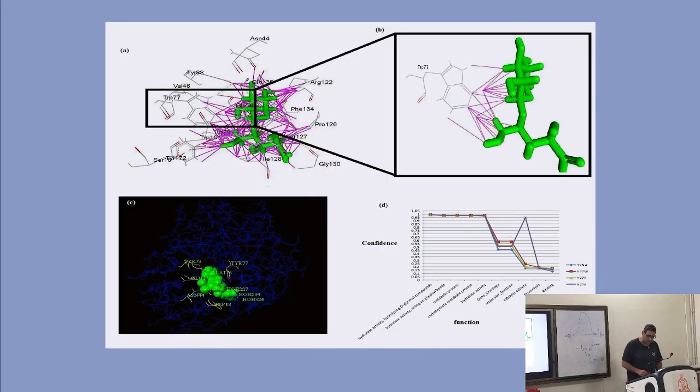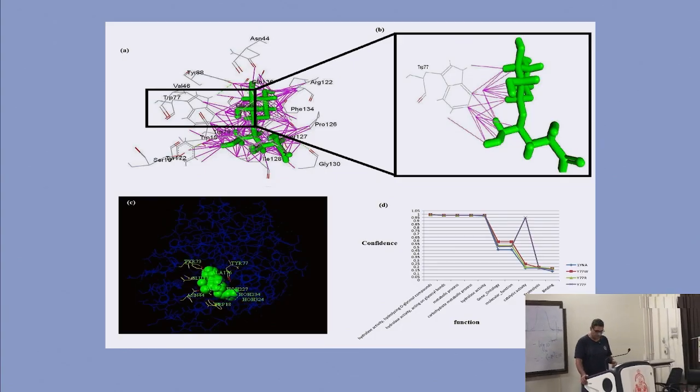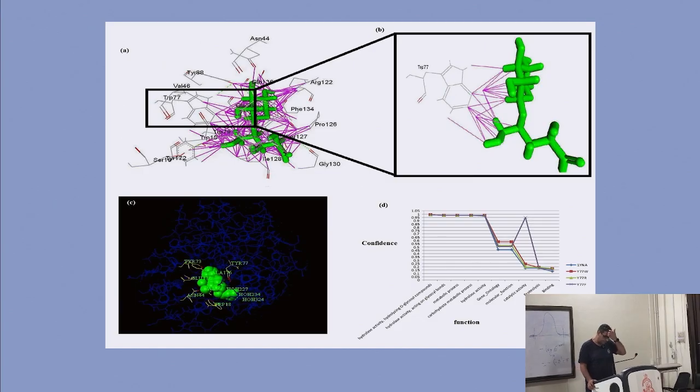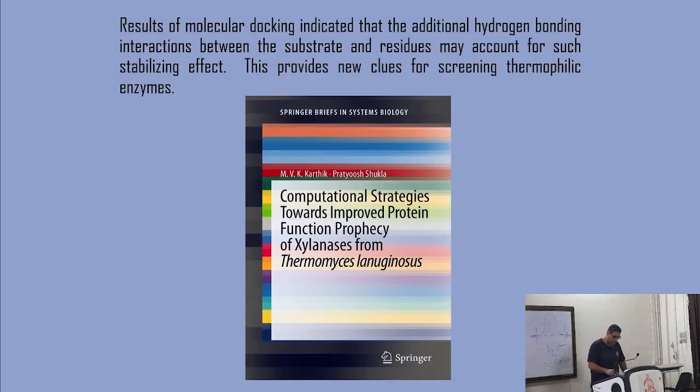Then we did the function prediction, because this xylanase has a lot of other functions also. We did this function prediction, and we know that this xylanase is not only useful for pulp and paper industry application, it can also be used for various other applications. And then we completed this study of how this xylanase can be improved, and how it compares with other xylanases, from the mutant and wild type.